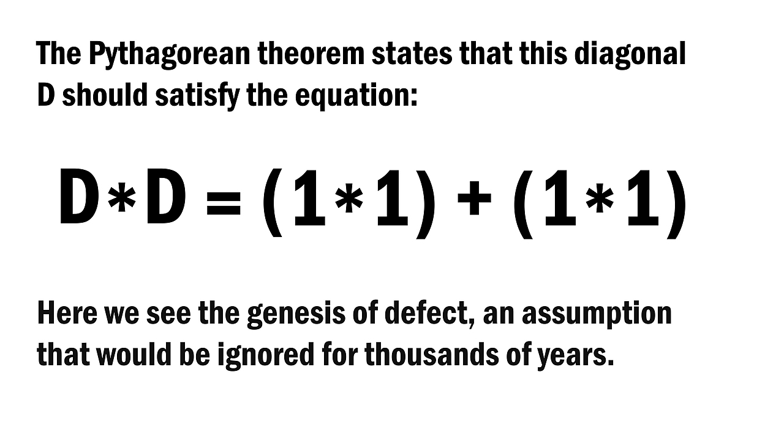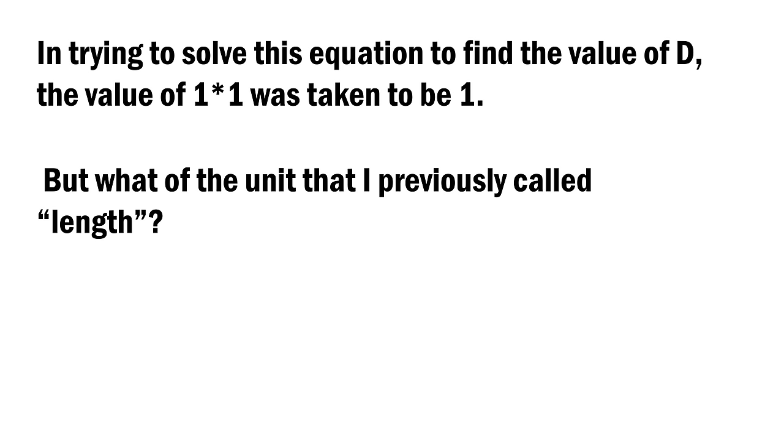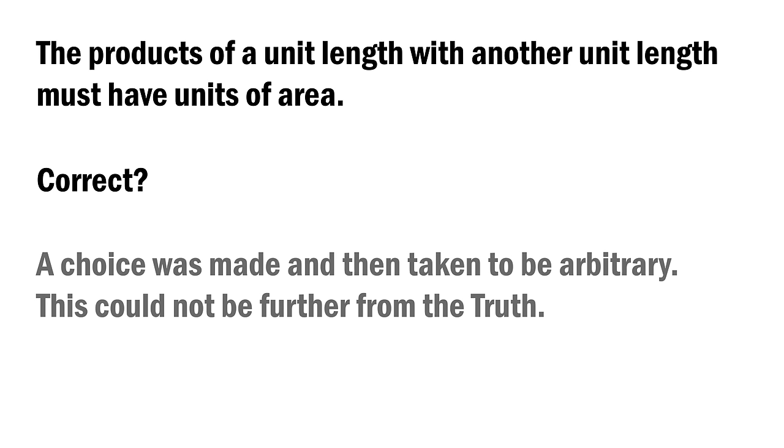Now here we see the genesis of defect, an assumption that would be ignored for thousands of years. In trying to solve this equation to find the value of D, the value of 1 times 1 was taken to be 1. But what of the unit that I previously called length? The product of a unit length with another unit length must have units of area, correct? A choice was made and then taken to be arbitrary. This could not be farther from the truth. So let's see what's happened here.